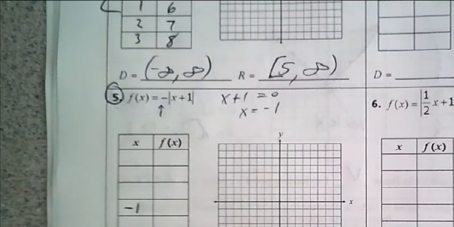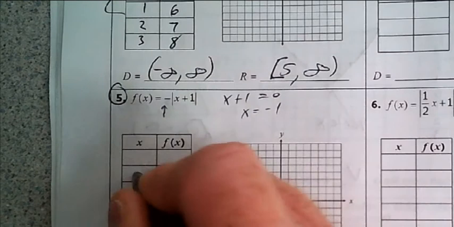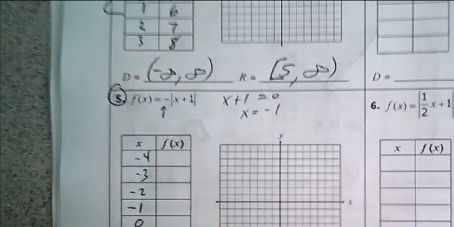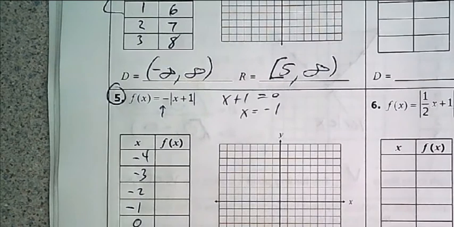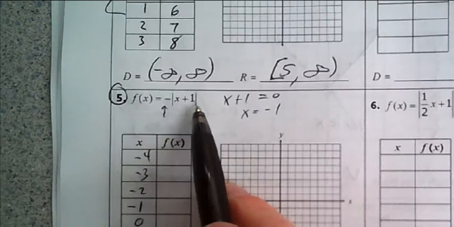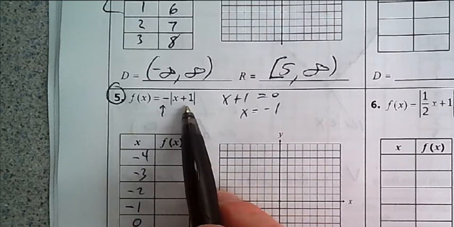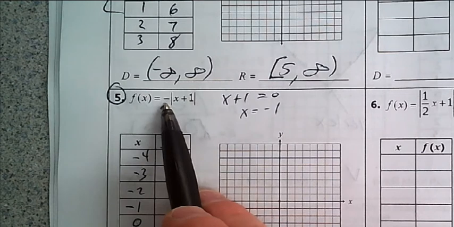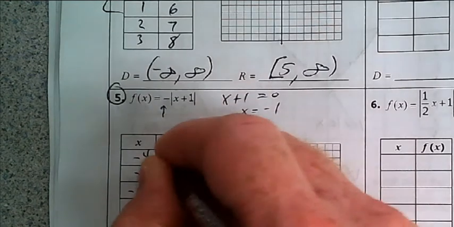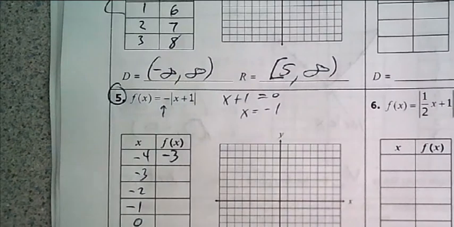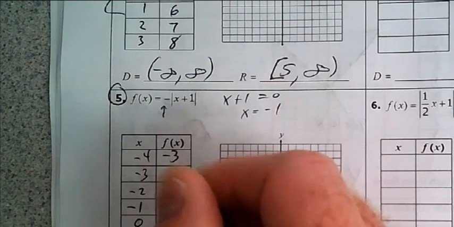Now we can subtract 1 moving up and add 1 moving down. And then plug these values in. So the absolute value of negative 4 plus 1 is the absolute value of negative 3, which is 3. But that negative out front makes it negative 3. Okay? And so we're actually going to go up by 1 right here.